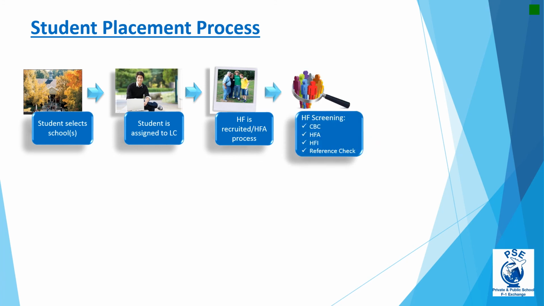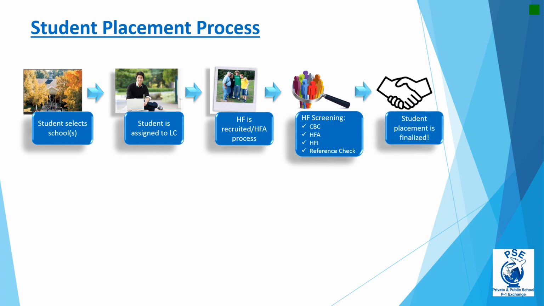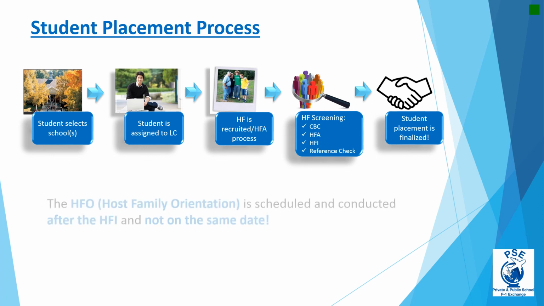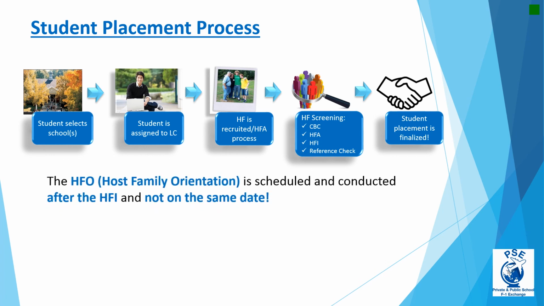This means that a criminal background check is completed on everyone over 18 years of age living in the home. The host family application is completed, signed, and reviewed. The in-home interview is conducted, and a minimum of 2 references are contacted. Then, the student placement is finalized. A host family orientation is scheduled and conducted.